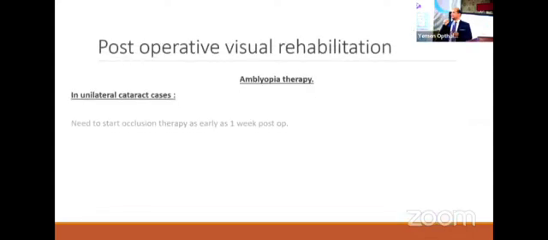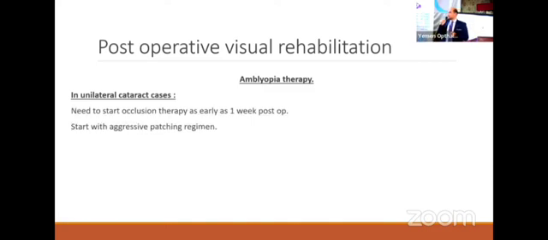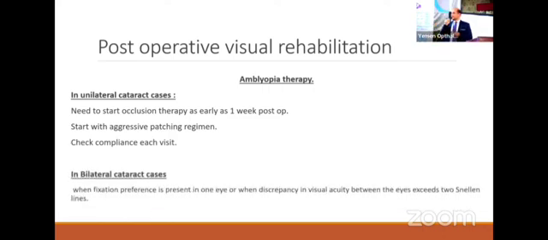Amblyopia therapy in unilateral cataract cases needs to start occlusion therapy as early as 1 week post-op. Start with an aggressive patching regimen and check compliance each visit. In bilateral cataract cases, when fixation preference is present, for example, the patient has bilateral cataract and you did bilateral cataract surgery, but he came to you after 2 or 3 months with right esotropia or right exotropia or unmaintained fixation on one of the eyes, that will give you a hint that there is one eye which is more amblyopic than the other eye. So you can also start patching.